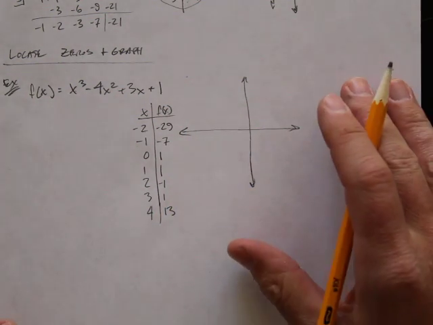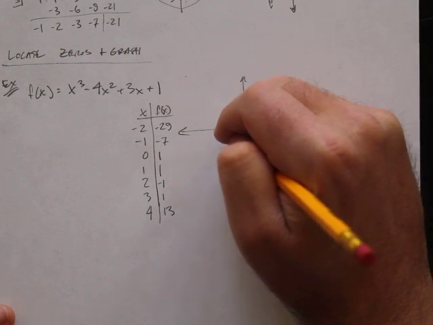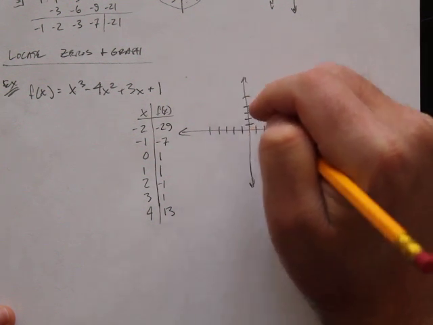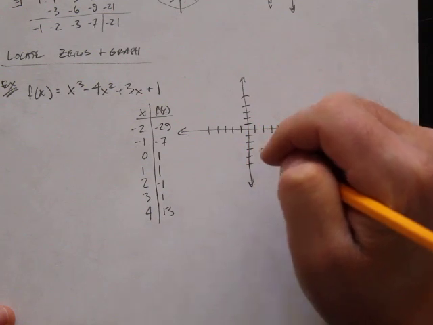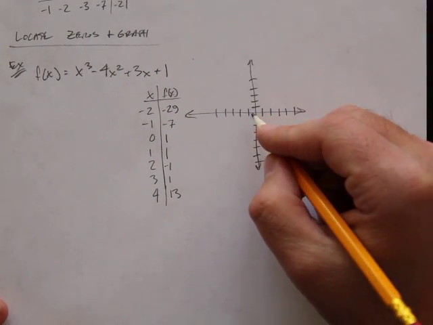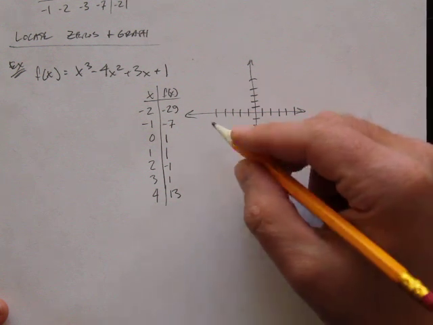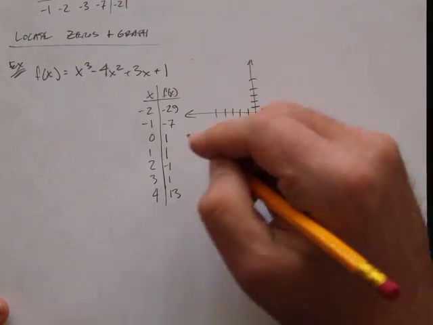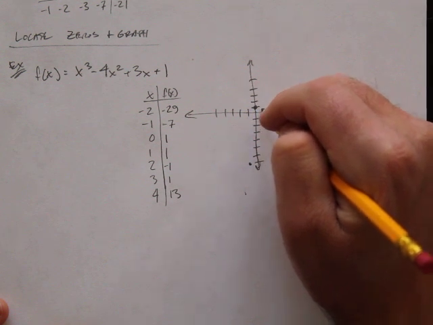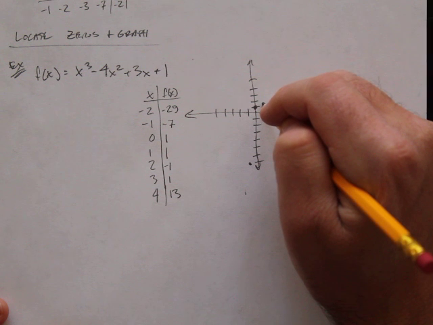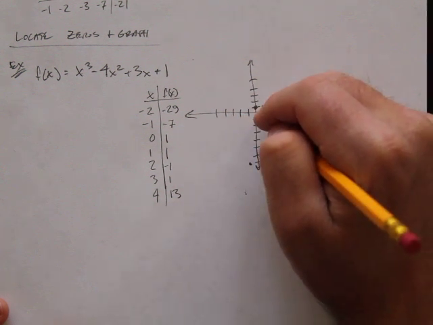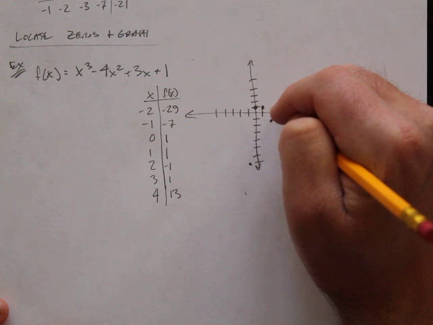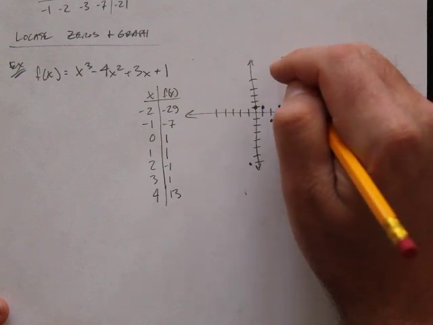All right, so let's plot these points. -2, -29 is going to be way down here. -1, -7 is going to be right here. 0, 1 is right there. 1, +1 is right here. 2, -1, right there. 3, +1. And then 4, 13 is going to be way up here.